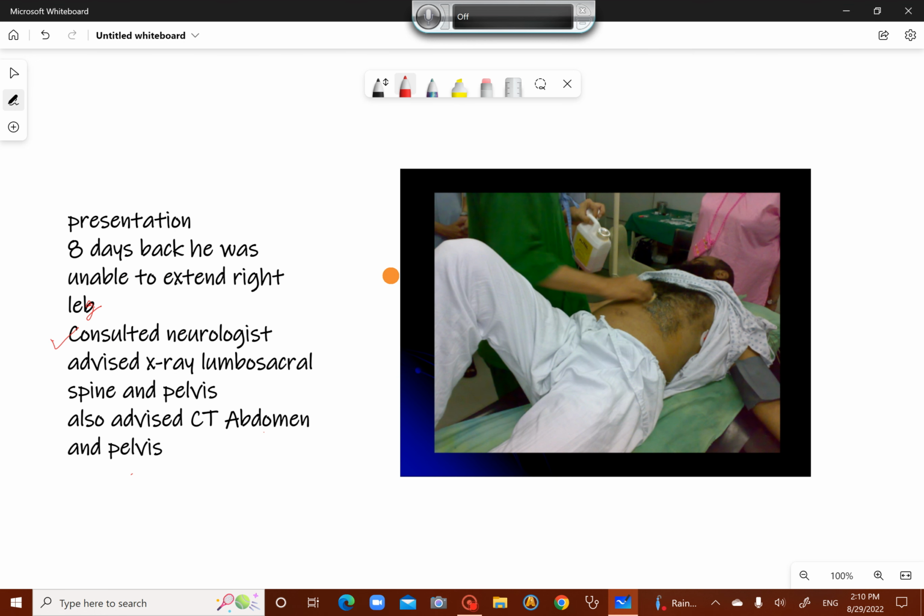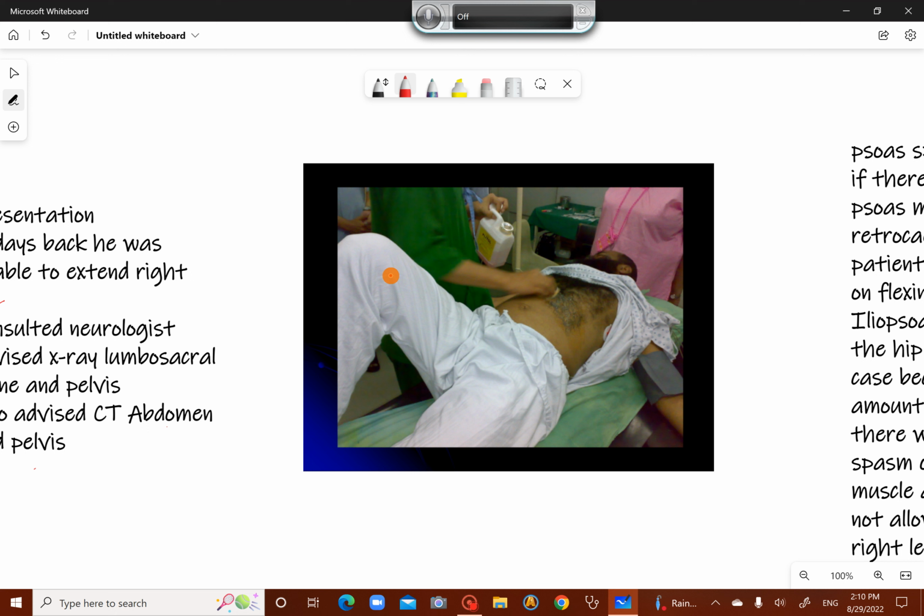Now this was the presentation when we examined him. Here his hairs, he was very hairy, so his hairs are being shaved. But look at his posture. His hip is flexed and he's unable to extend the leg. We tried to extend his leg because we wanted to examine the abdomen, but he would not allow it because he was in great pain. Even gently, he was in great pain. So we had difficulty in examination of the abdomen.